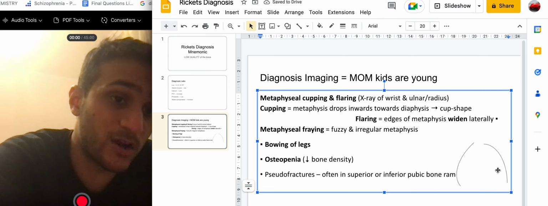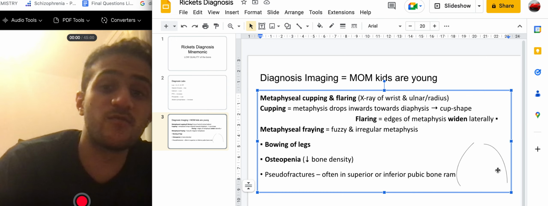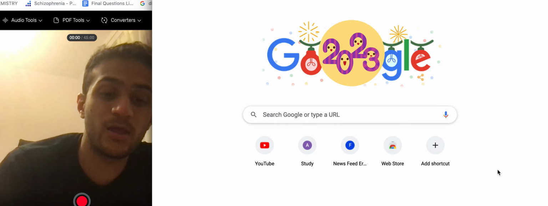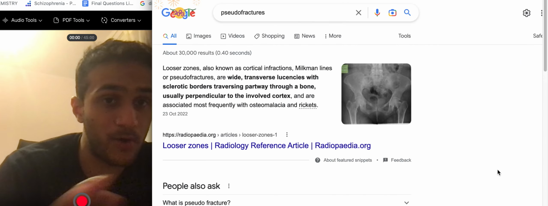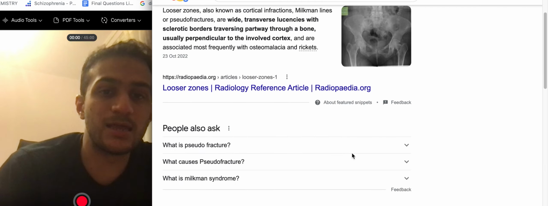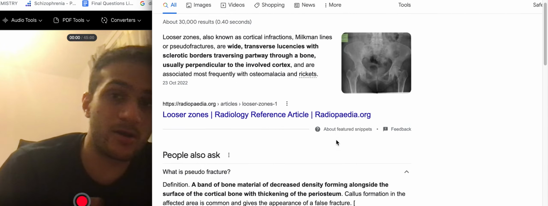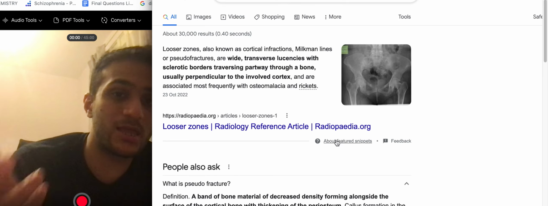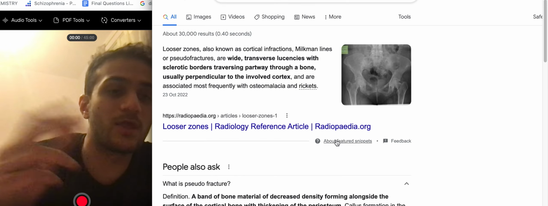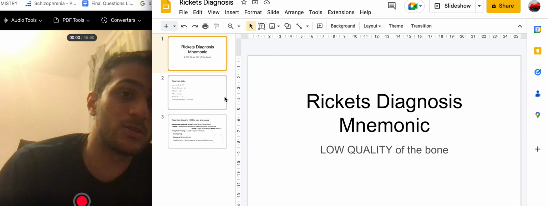We may get pseudofractures as well. These are often seen in the superior and inferior pubic rami. Pseudofractures are not any sort of bone break, but rather the bone decreases in density, and there may be some thickening of the periosteum. So it may look like your bone is somewhat cracked, but in reality it's more like thickening of your periosteum. So guys, that's a quick thing about rickets.